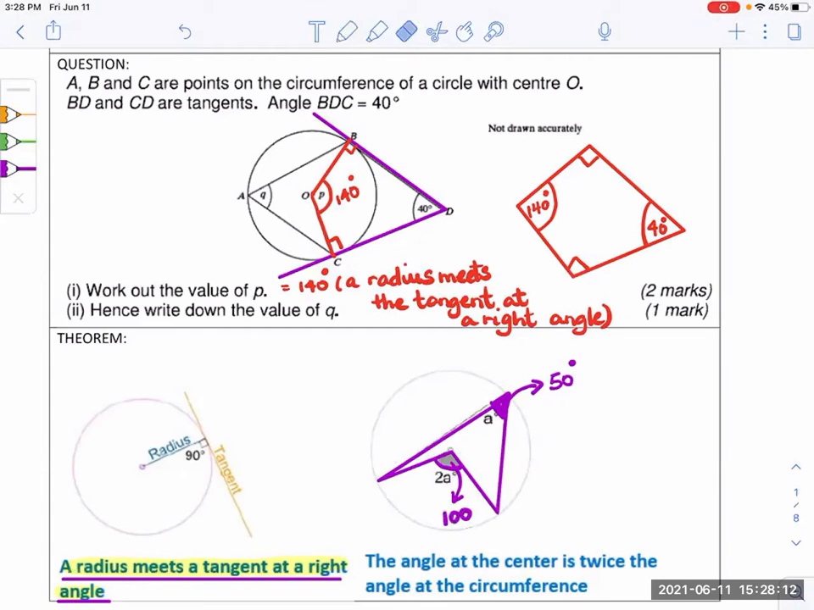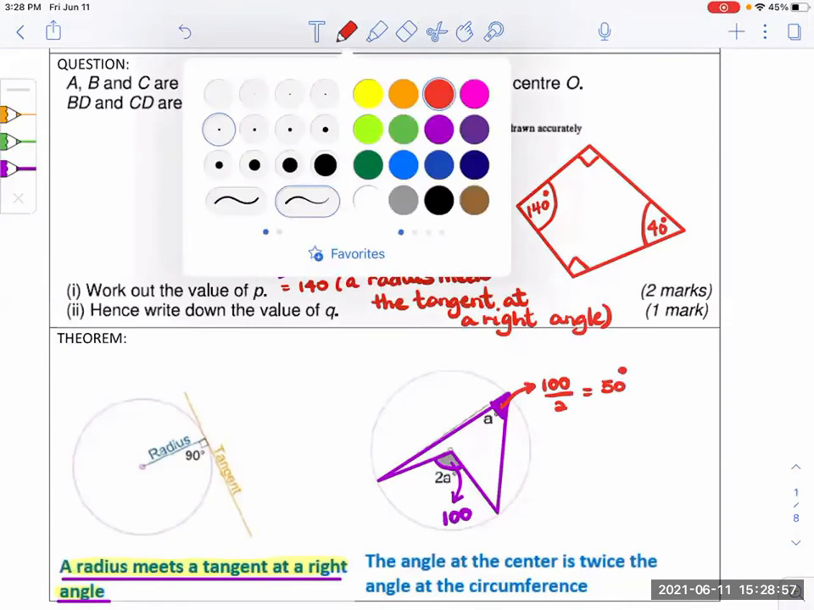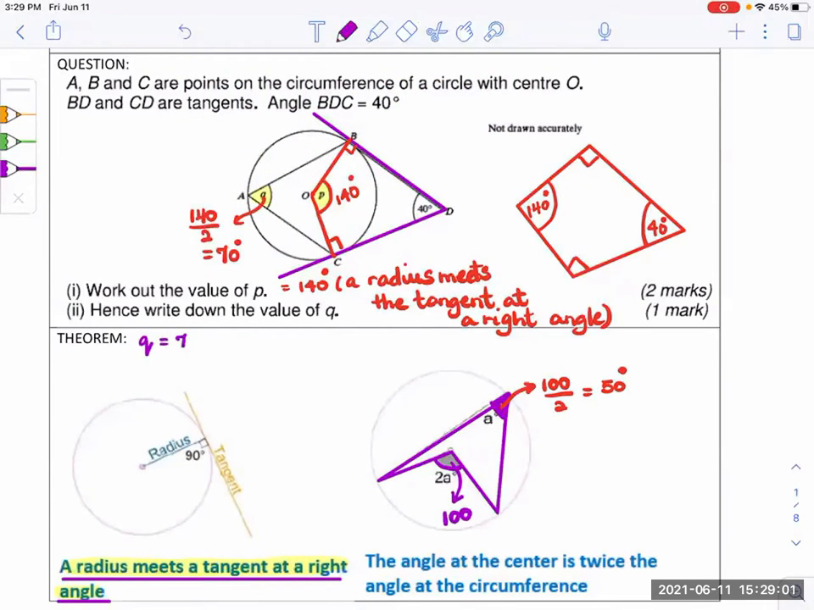So what about if I have this angle to be 100? What would this angle here be? How would you get that? 100 divided by 2, which is 50. So if this angle here in yellow is 140, what is this angle here? 140 divided by 2, which is 70 degrees, miss. Yes. And what is the reason? The angle at the center is twice the angle at the circumference.